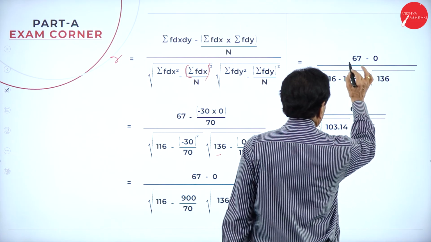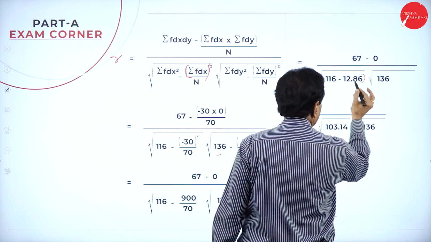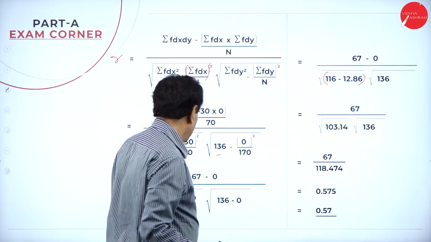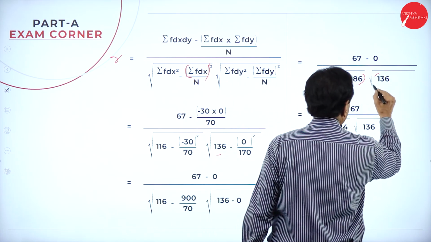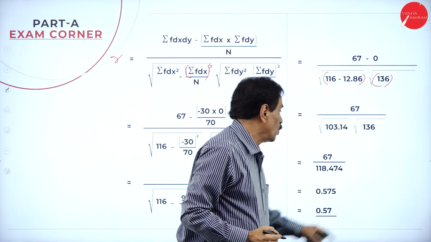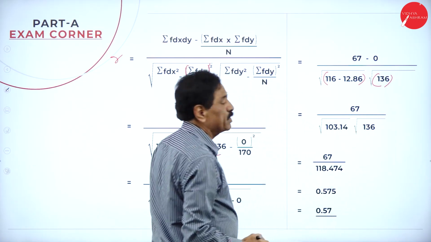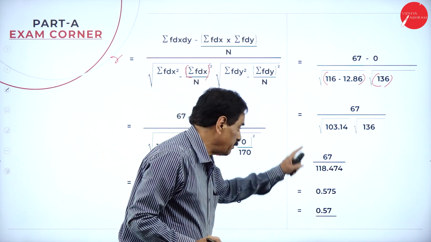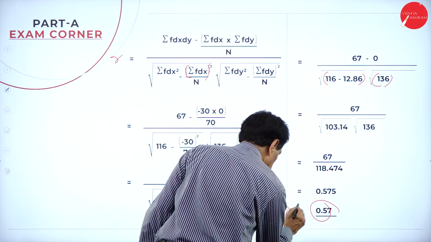Come back here. 67 minus 0. Here 116 minus this is. If we divide now, it is 12.86. Here we got only 136 in the root. This is 103.14, one root of this, and remove this, it will come 118.474. 67 divided by 0.457. So this is your R.